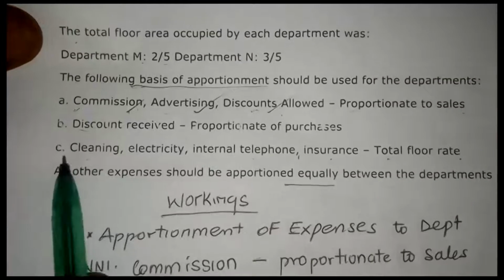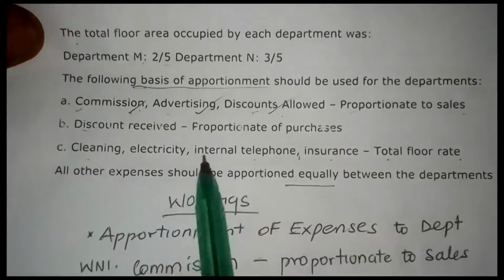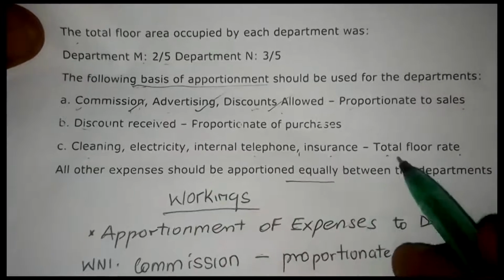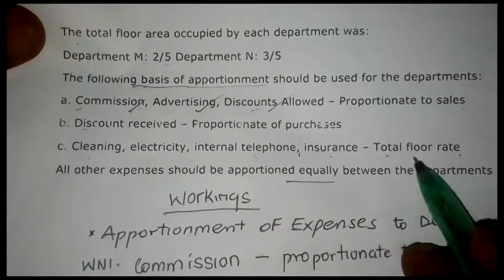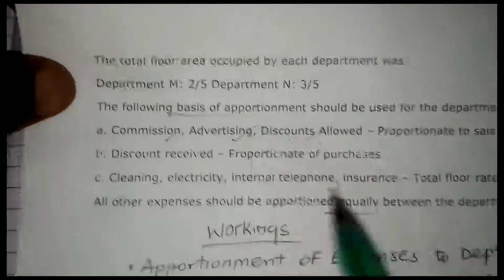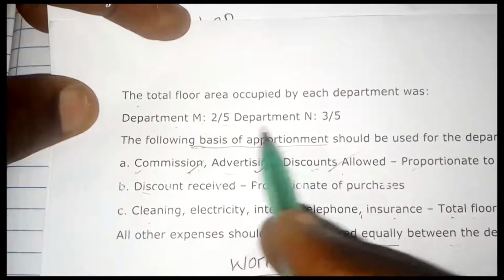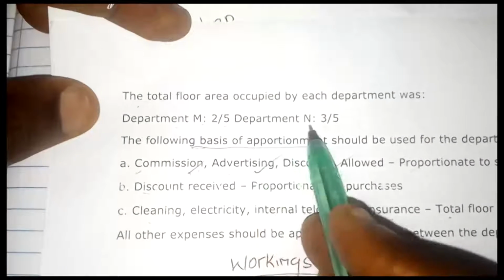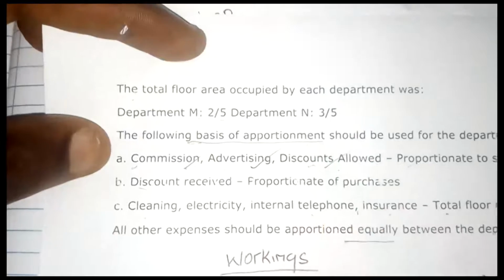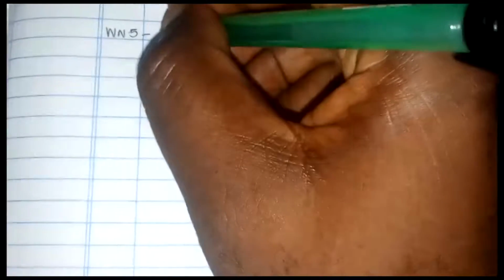Then the C aspect says that for cleaning, electricity, internal phone, and insurance, we should use the total floor area. The total floor area has been given as M 2 over 5, department N 3 over 5. So let's do that. Working note 5, that is cleaning. I will only do cleaning just to show you how we have gotten it.